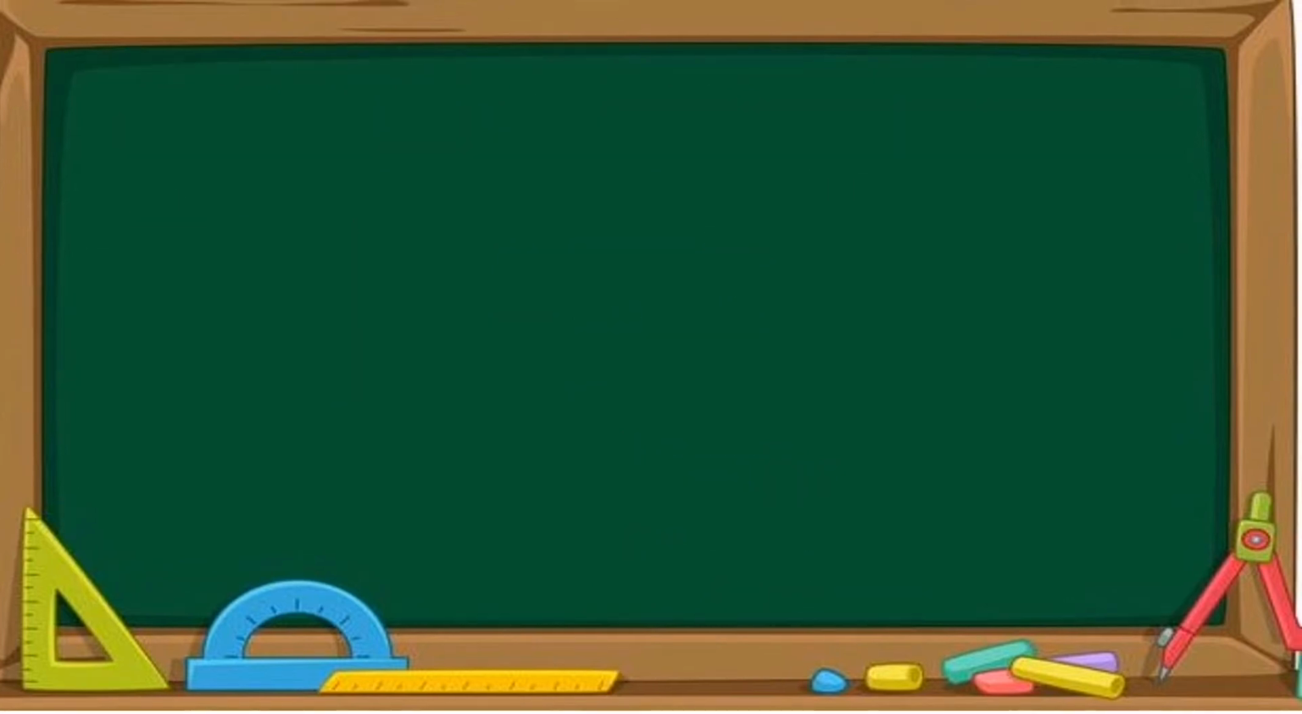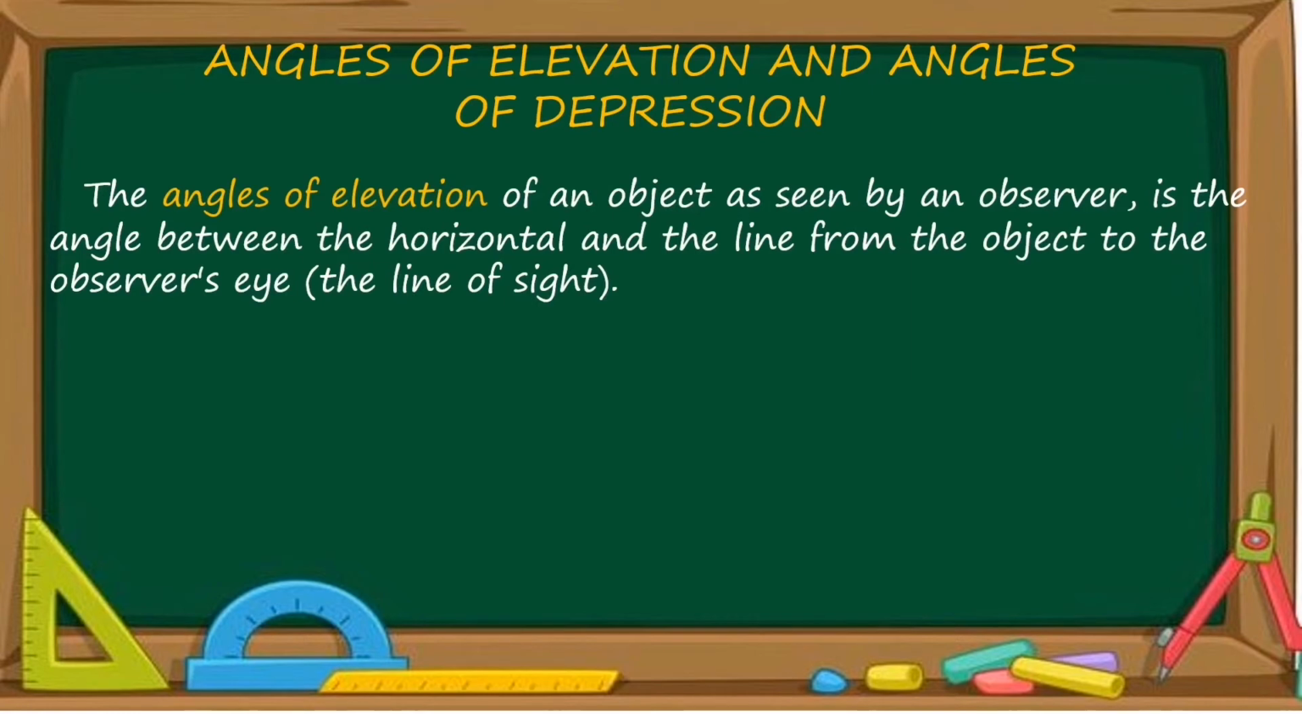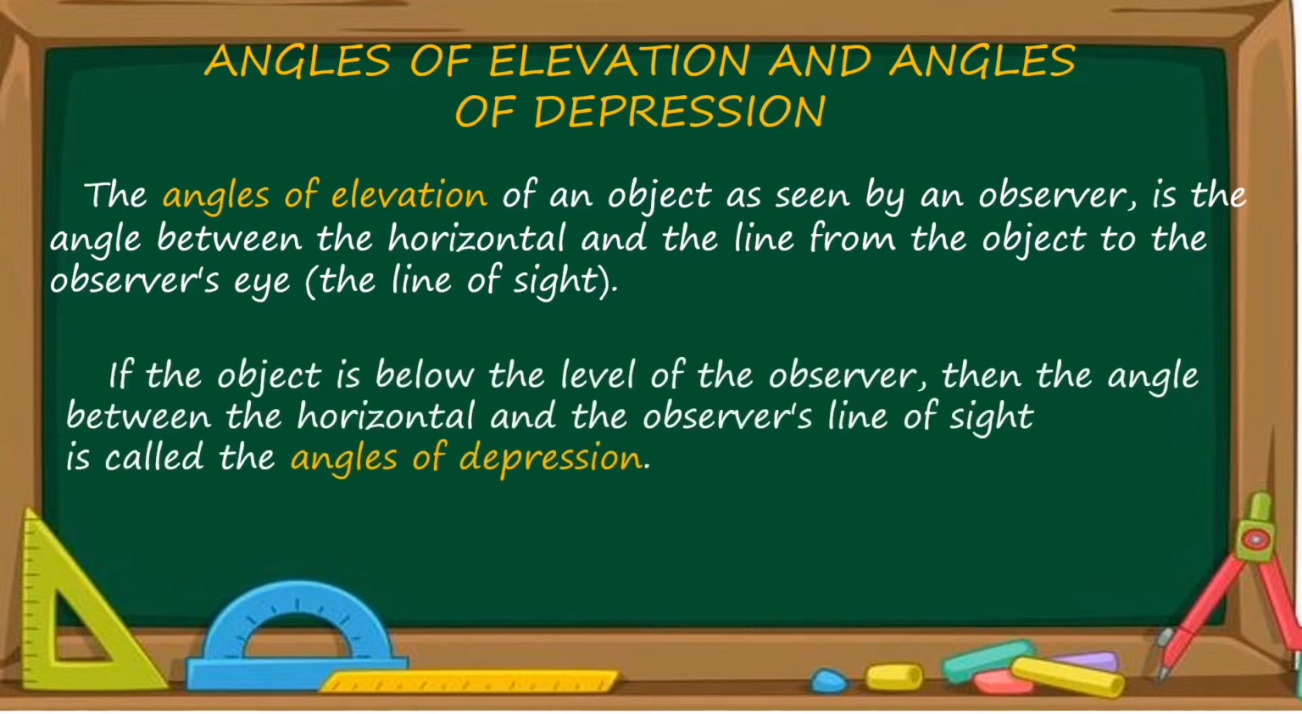Now, let's proceed to our main lesson, which is the angles of elevation and angles of depression. The angle of elevation of an object as seen by an observer is the angle between the horizontal and the line from the object to the observer's eye, which is so-called the line of sight. If the object is below the level of the observer, then the angle between the horizontal and the observer's line of sight is called the angle of depression.